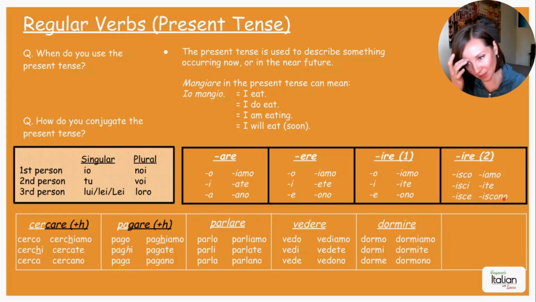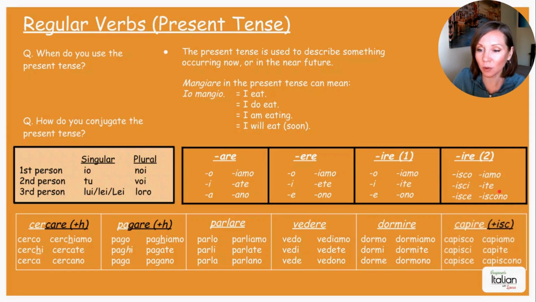They probably sound kind of different to you, but these 2 remain the same. The iamo and ite are the same between both conjugations of the IRE verbs. But the isco, isci, isce, and iscono are different. For our example, we have capire, which is to understand or to know. So we have capisco, capisci, capisce, capiamo, capite, capiscono.